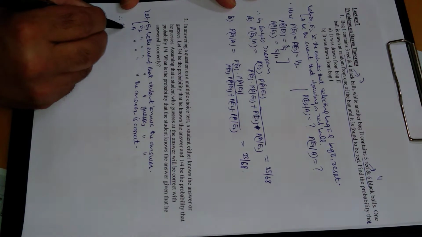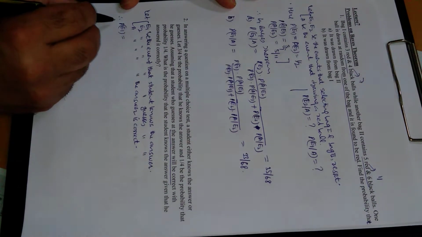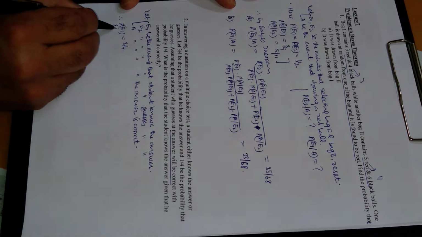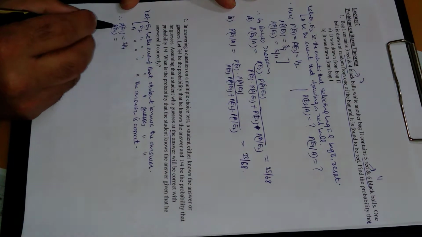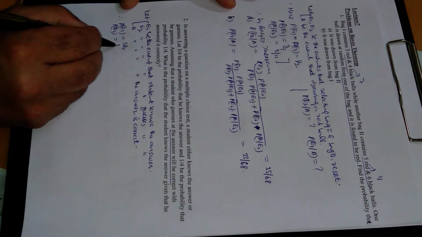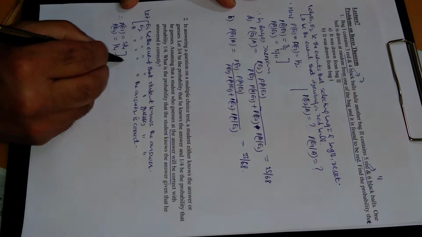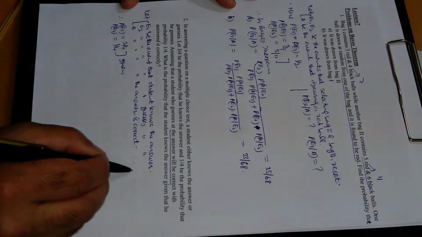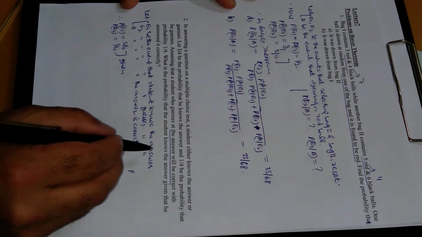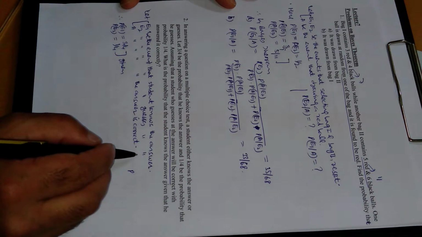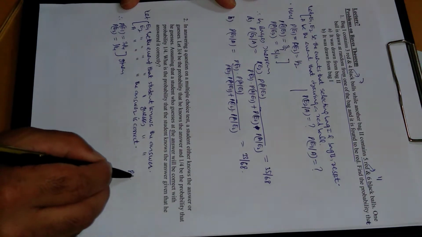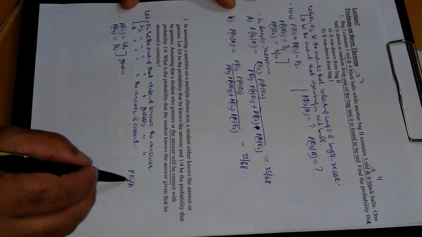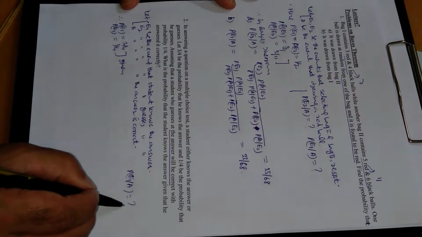Probability of E1, meaning the student knows the answer, is given as 3 by 4. E2, the student guesses the answer, has probability 1 by 4. Both are given. Next, what do we have to find? We have to find the probability that the student knows the answer given that the answer is correct. Knows the answer is E1 and the answer is correct is A, so we have to find E1 slash A.